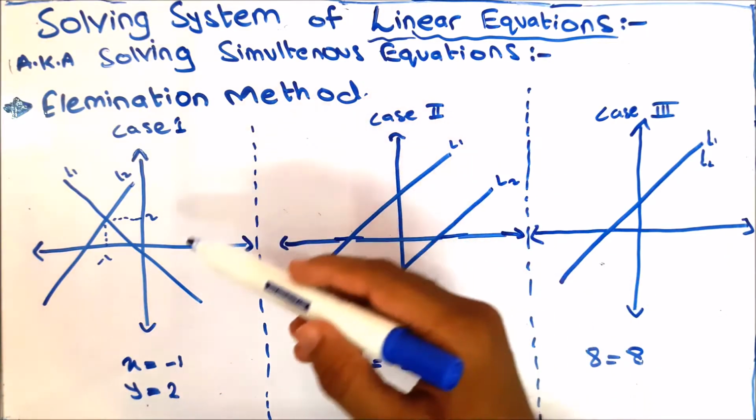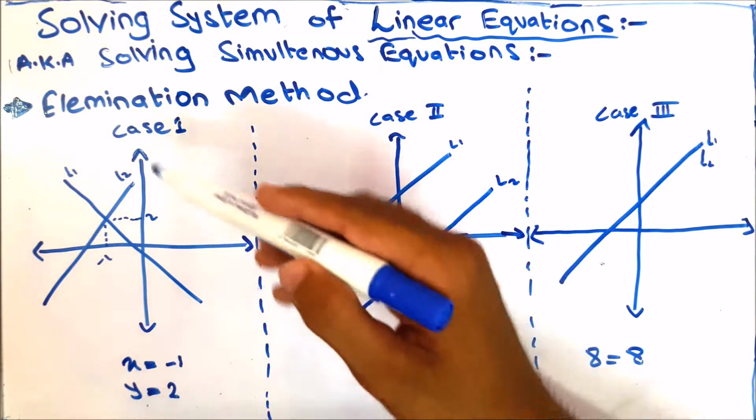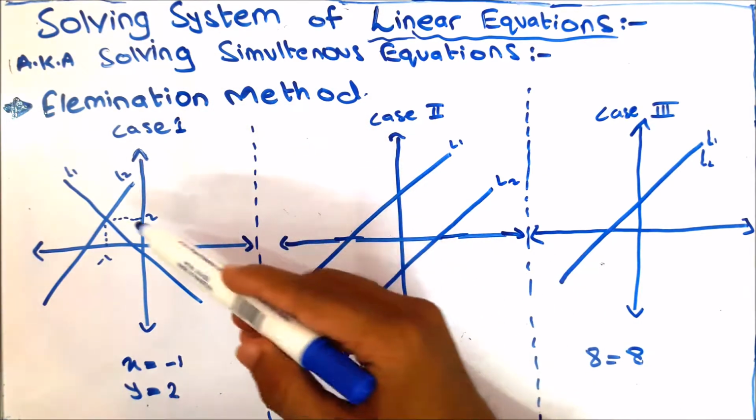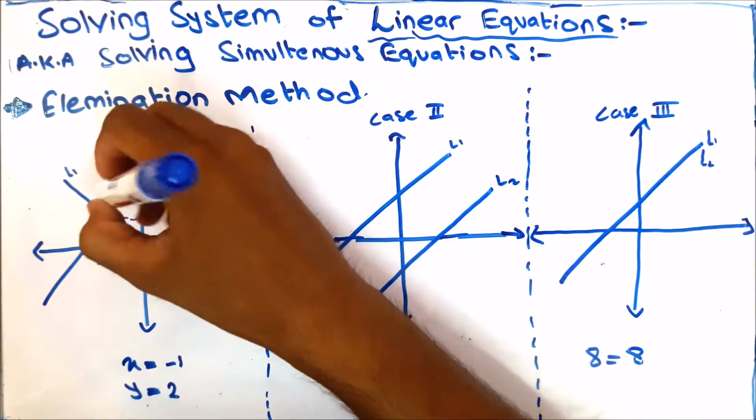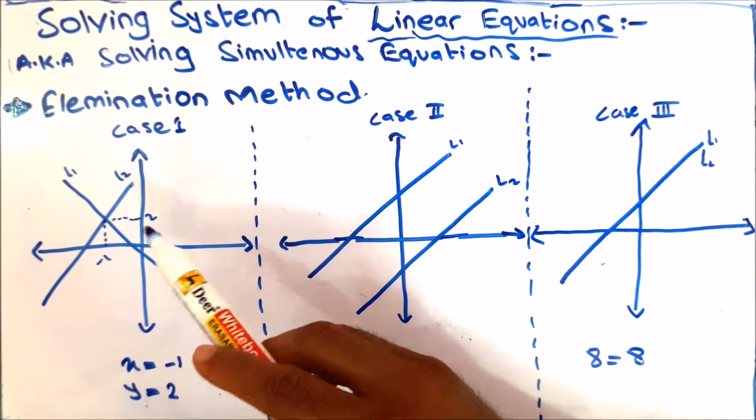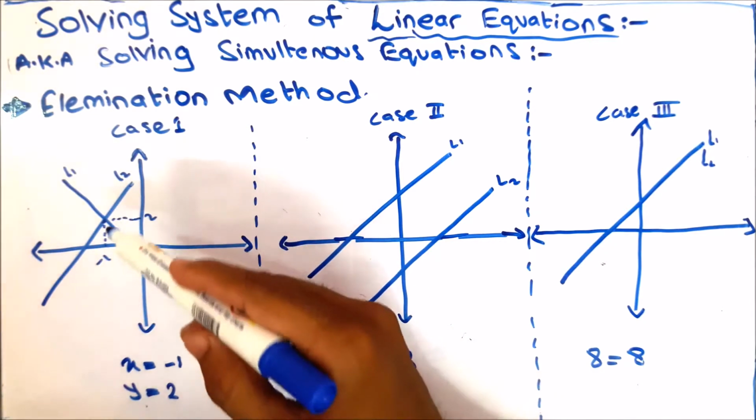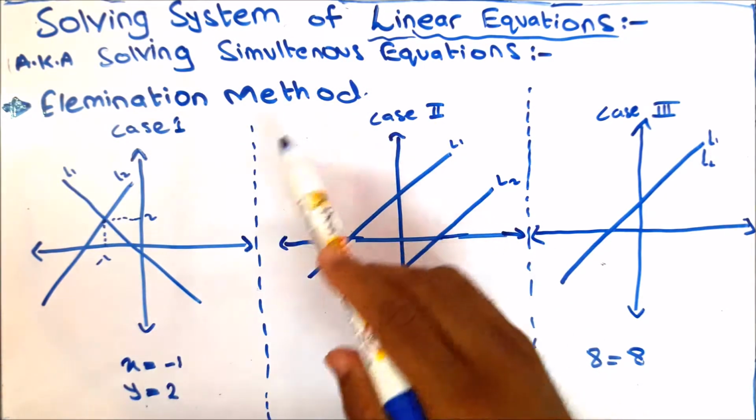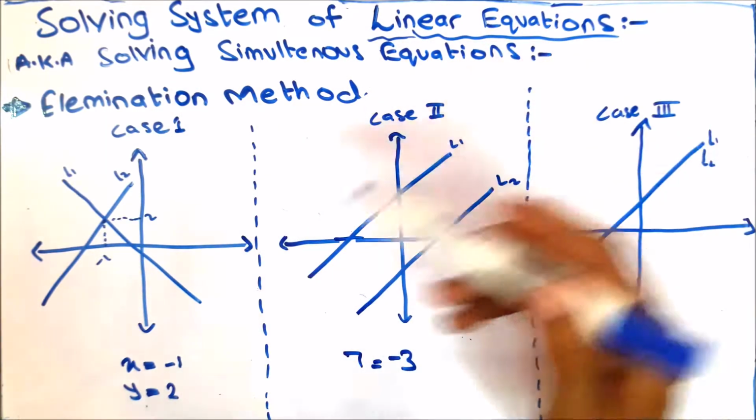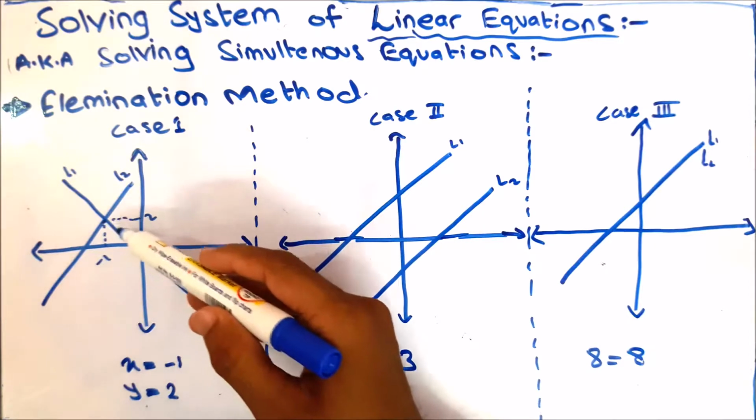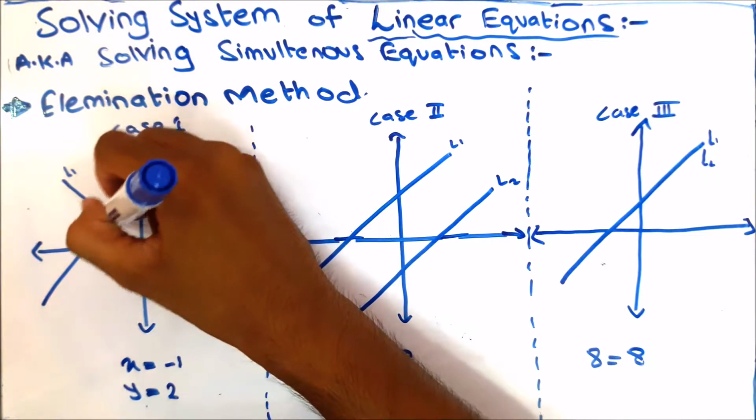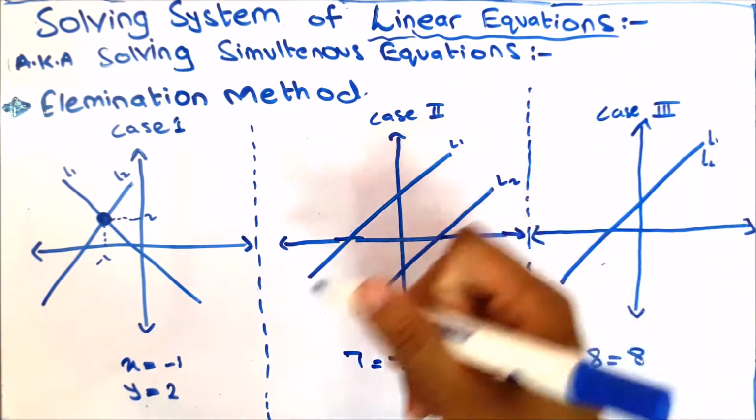Okay, suppose we have 2 line equations, L1 and L2. In case 1, we have a solution, there is a point where these intersect. This intersection point is known as the solution of the system of linear equations, or the simultaneous equations. Here they intersect at a point where x is equal to -1 and y is equal to 2, this point.